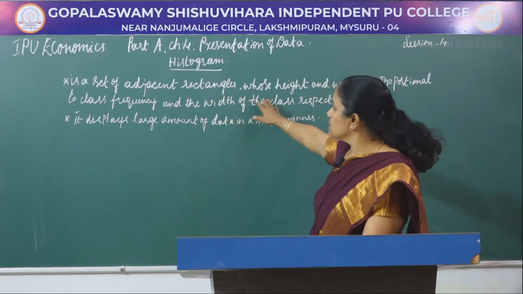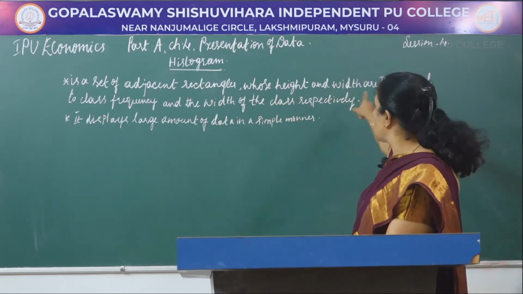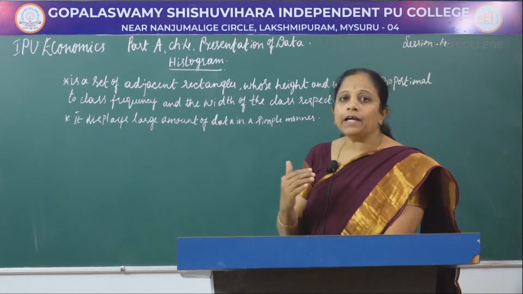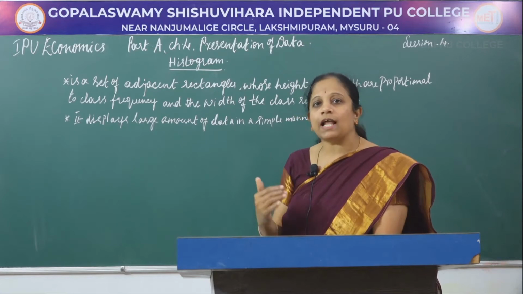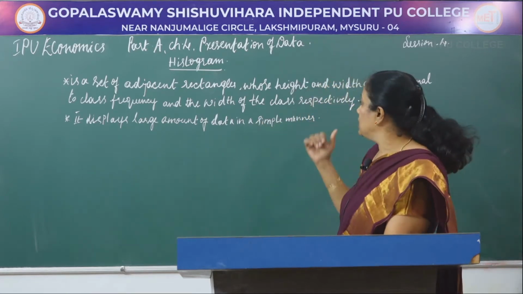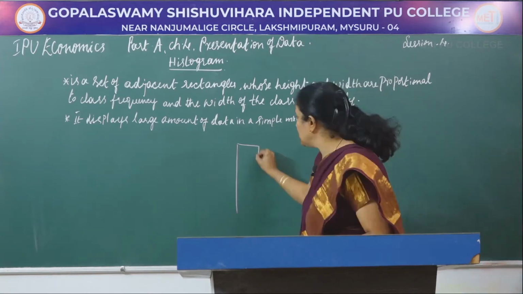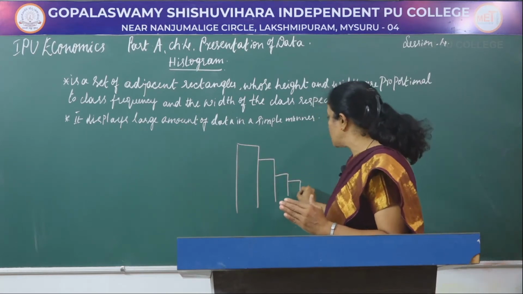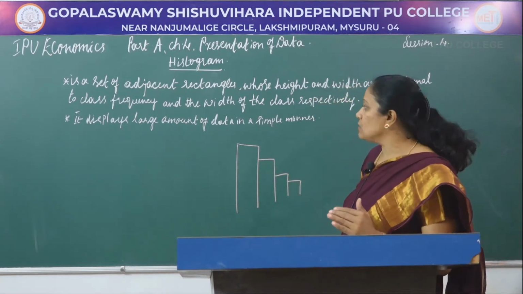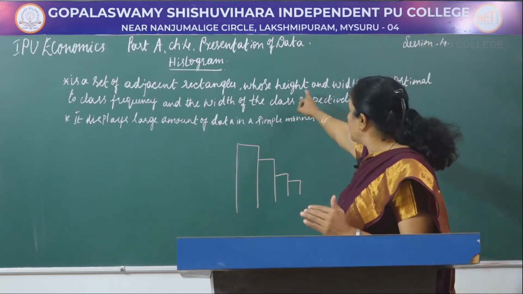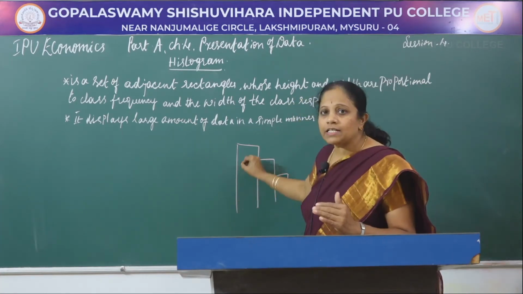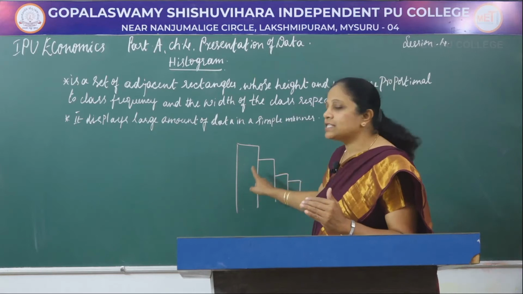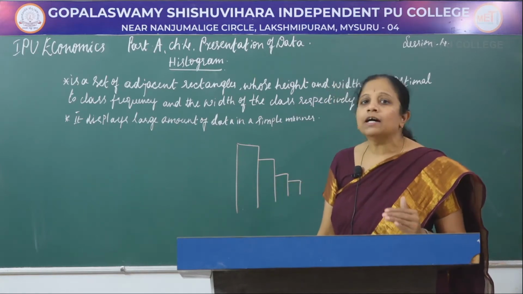Histogram is a set of adjacent rectangles whose height and width are proportional to the class frequencies and to the width of the class respectively. So, it is a set of adjacent rectangles. These rectangles are closely joined to each other. The height of these adjacent rectangles is proportional to the class frequencies and the width of these adjacent rectangles is proportional to the class width.